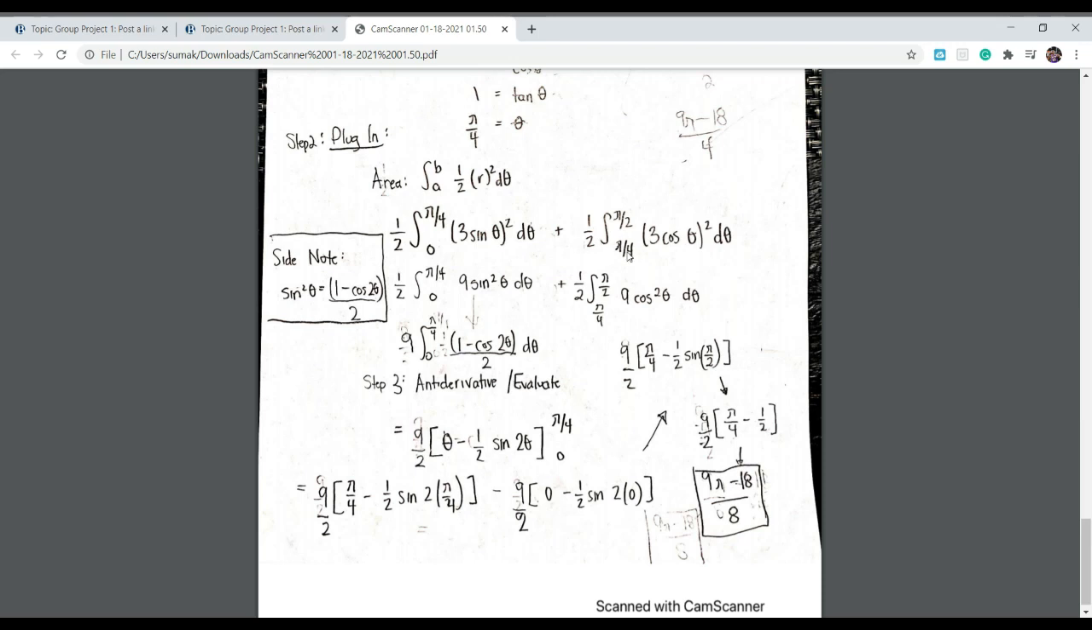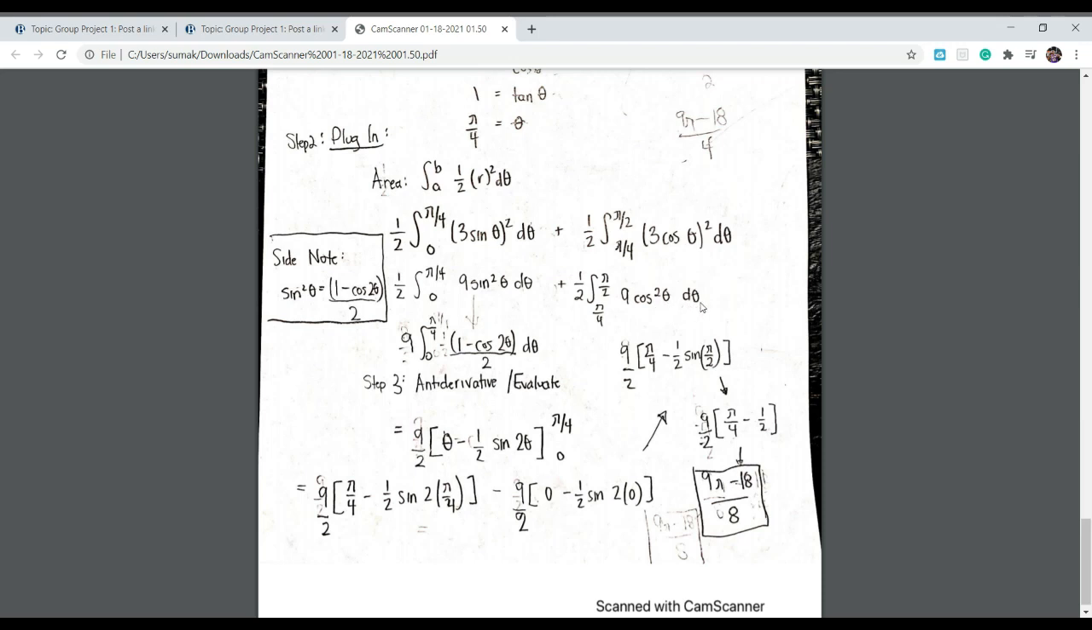And then we did the same thing here. This time we're going from pi over 4 to pi over 2, and it's 3 cosine theta squared d theta. To find the area of this region, it's split in half, as I showed in the graph above. So all we have to do is take one of these integrals, and whatever the answer is, we multiply it by 2. So we have this 1/2 here, and we multiply the 3 sine theta squared, so we get 9 sine squared theta d theta, plus 1/2 from pi over 4 to pi over 2 of 9 cosine squared theta d theta.